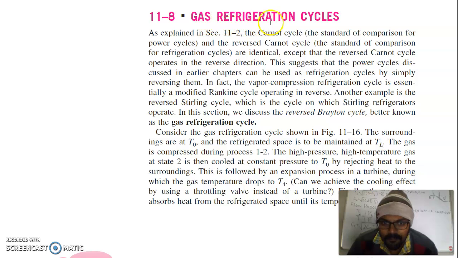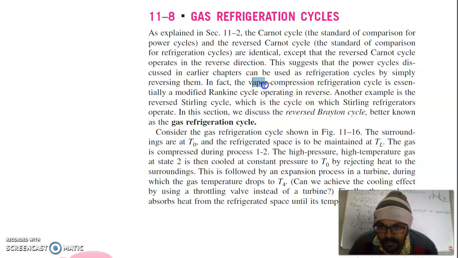Gas refrigeration cycle. Carnot cycle and reverse Carnot cycle are identical, and the difference is that they are reverse. The Carnot cycle is the standard comparison for power cycles, and the reverse Carnot cycle is the standard comparison for refrigerant cycles, except that the reverse Carnot cycle operates in reverse direction. This suggests that the power cycles discussed in earlier chapters can be used as refrigerant cycles by simply reversing them. In fact, the vapor compression refrigerant cycle is essentially a modified Rankine cycle operating in reverse.